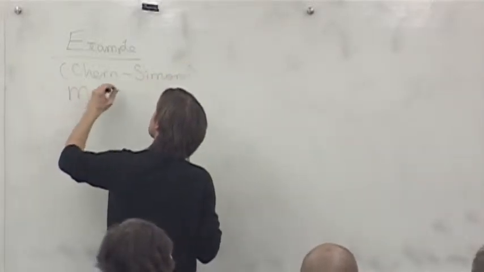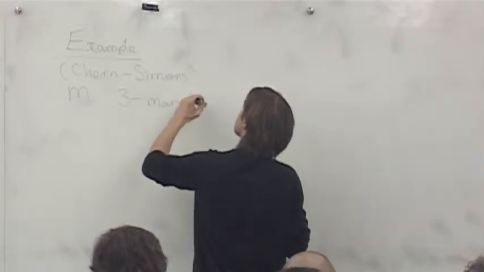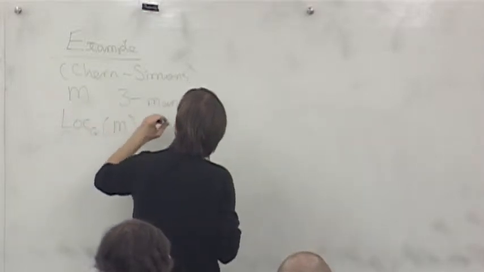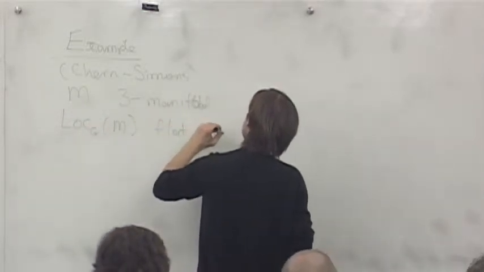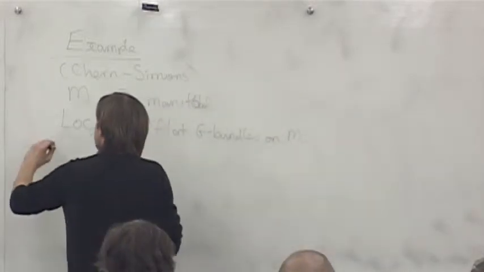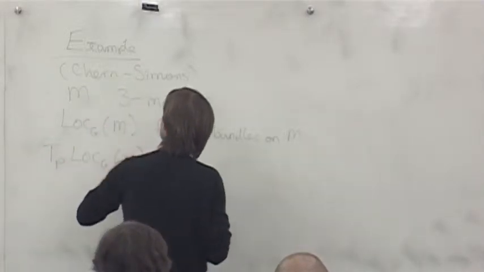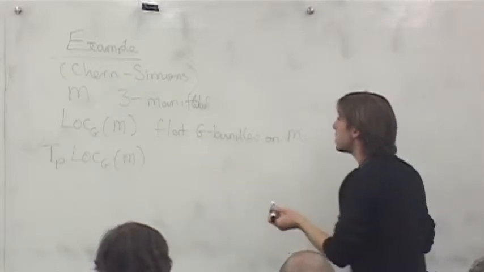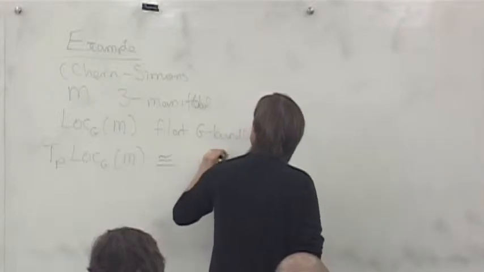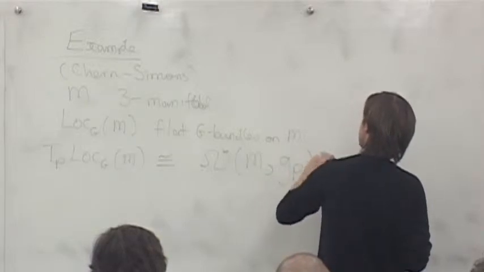Suppose that M is a 3-manifold. We consider the space of flat G-bundles on M. Well, the derived space, if I take the tangent space to this moduli space of flat G-bundles, this derived moduli space, we know it's quasi-isomorphic to the de Rham complex of M with coefficients in the adjoint bundle, shifted by 1.